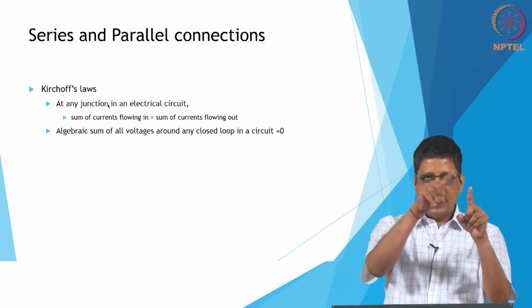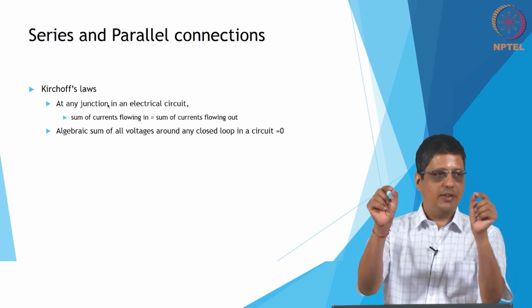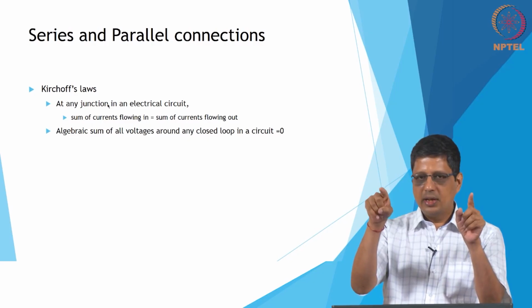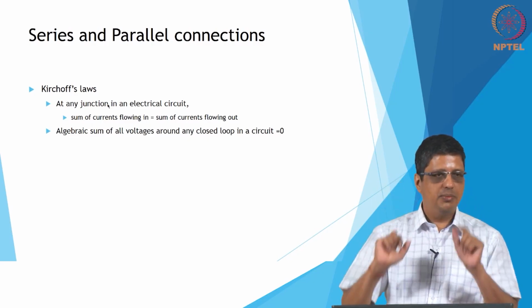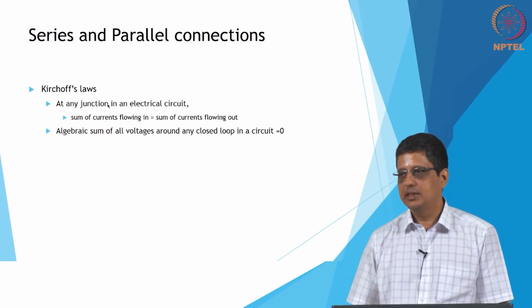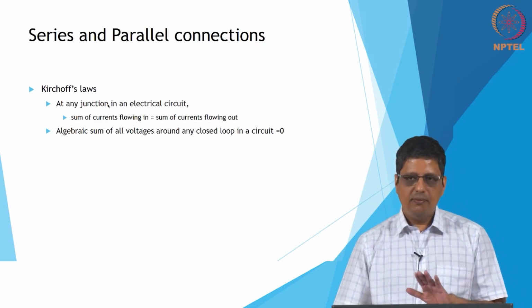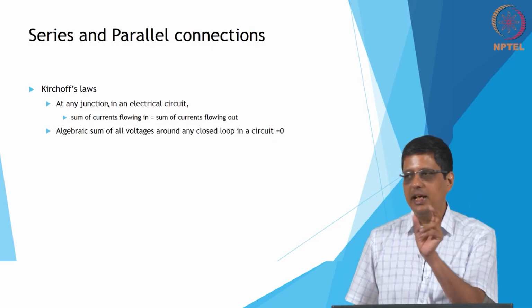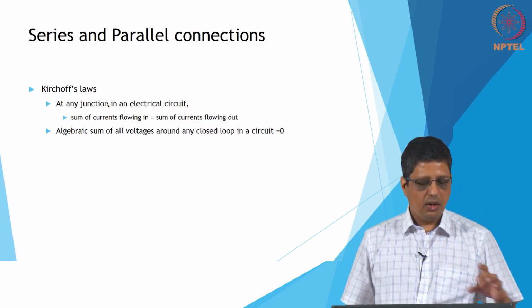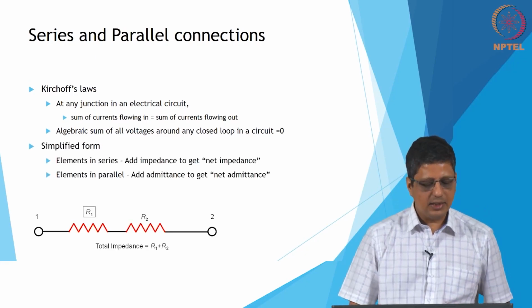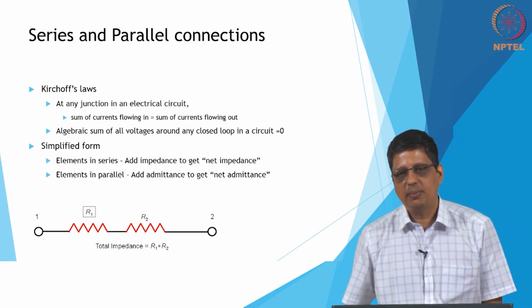That means, if you go from A to B this way or this way, I should have the same potential. If you go from A to B in this way, B to A is going to have the negative value, it has to be equal in magnitude, opposite in sign. Now, most of the time we will look only at elements either in series or in parallel. Although these laws can be applied even in much more complex situations, we look at cases where they are in series or in parallel.